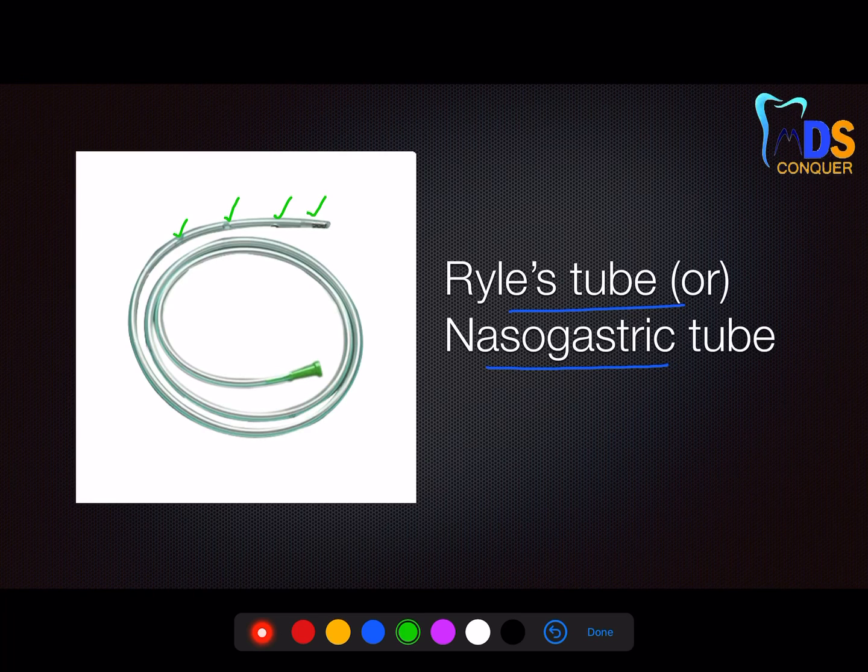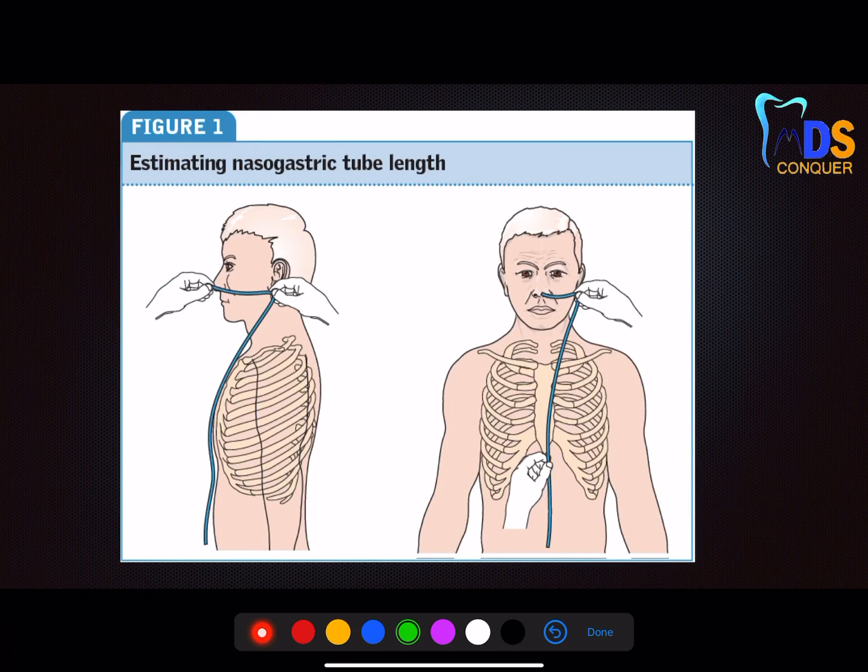Next, make a note, they regularly ask this question, which is repeated for the medical people in AIIMS: how to estimate the nasogastric tube length. Nasogastric, naso means nose, gastric means GIT. So it has to travel from the tip of the nose to the GIT. Before inserting the tube, you have to estimate the length from the tip of the nose to the ear and from the ear to the xiphisternum. This is how you have to estimate the nasogastric tube length.